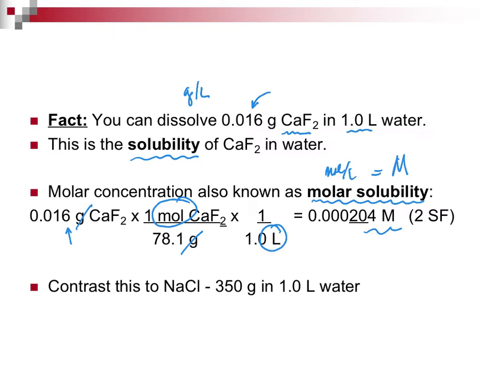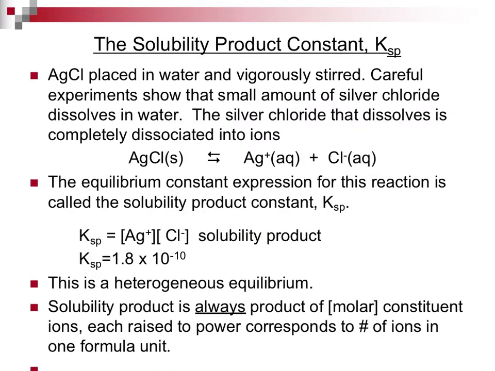Contrast this to sodium chloride. Sodium chloride, I could put 350 grams in a liter of water. I can't do that with calcium fluoride, so that has Ksp. So what is this Ksp? Well, it's another version of an equilibrium constant, products divided by reactants.